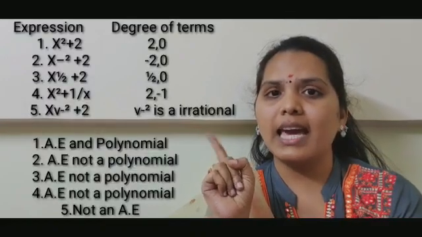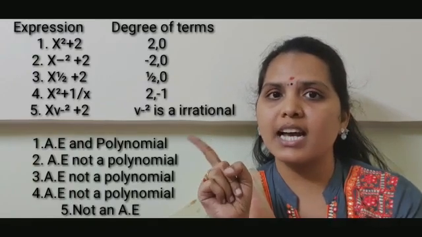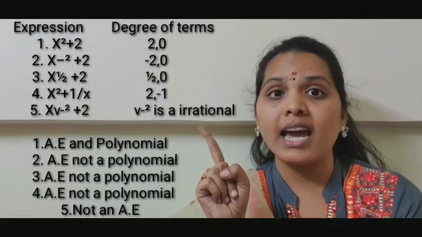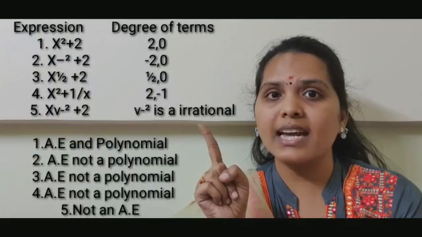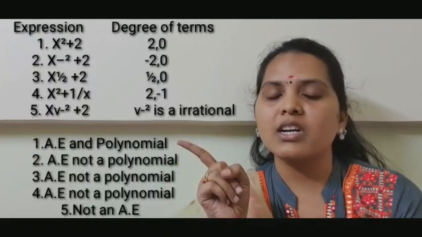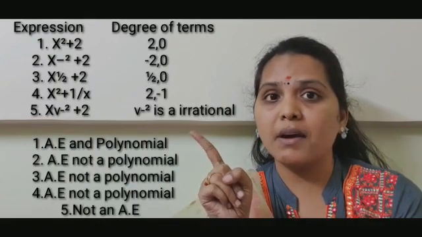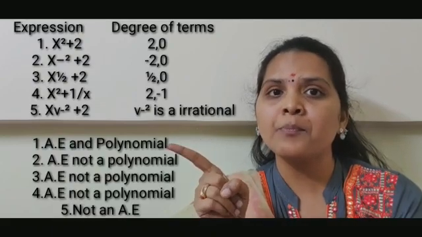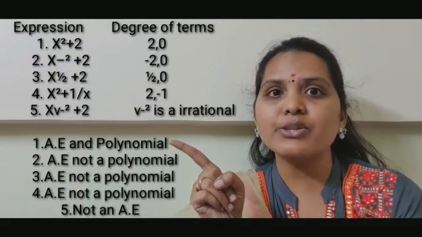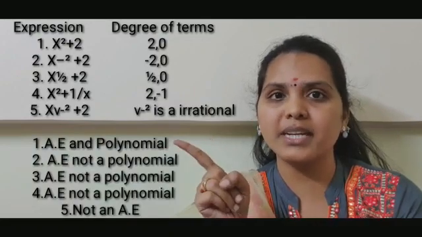You took the first expression. Here we have the variable x. What is the power of x here? 2. So 2 is a rational number, so it's an algebraic expression, and 2 is also a positive integer, so it's a polynomial. Coming to the next one, x to the power of minus 2 plus 2. Here the variable is x and its power is minus 2. Minus 2 is a rational number, so this is an algebraic expression, but minus 2 is not a positive integer, so it's not a polynomial, it's just an algebraic expression.